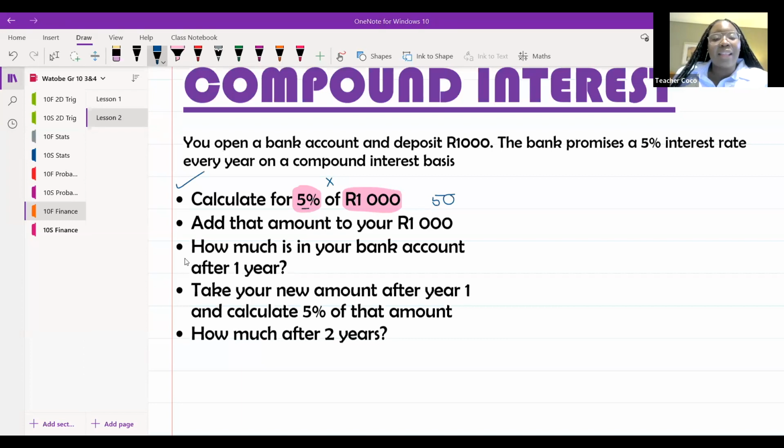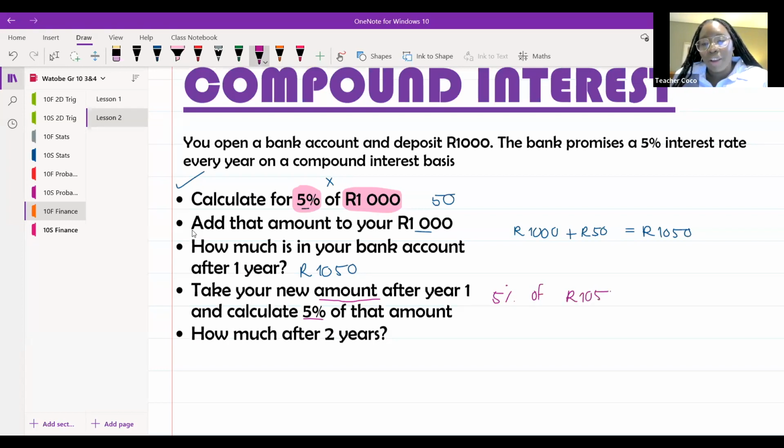Now it says, add that amount to your 1,000. So now I've got 1,000 Rand plus that 50 Rand that I just made, and that's going to give me 1,050. But now the question changes. Now it says, take your new amount after year 1 and calculate 5% of that. What you need to do is go find me 5% of 1050. How much is 5% of 1050?